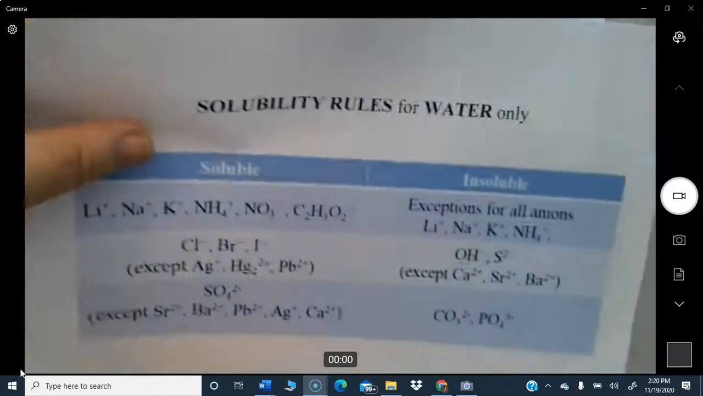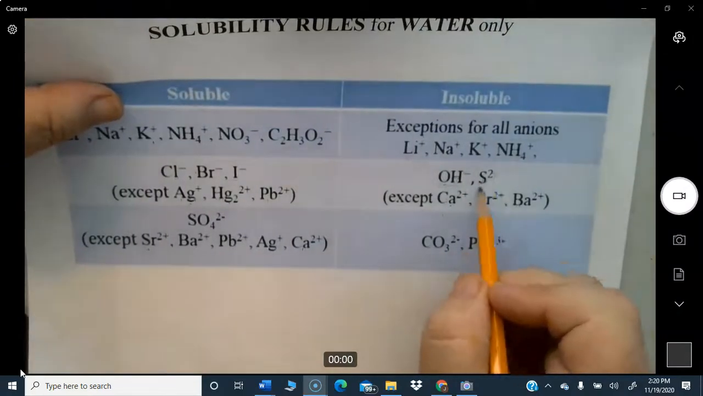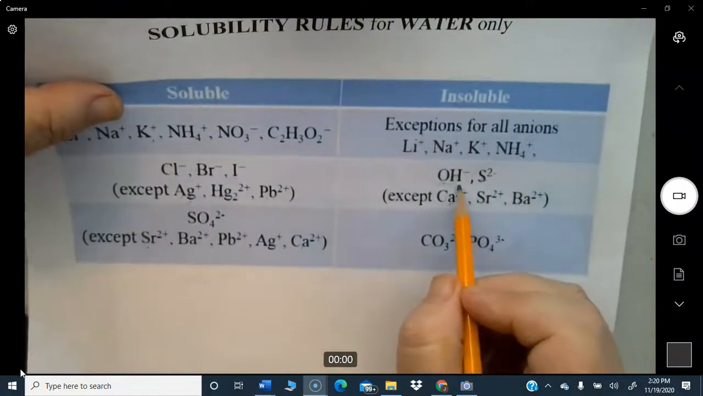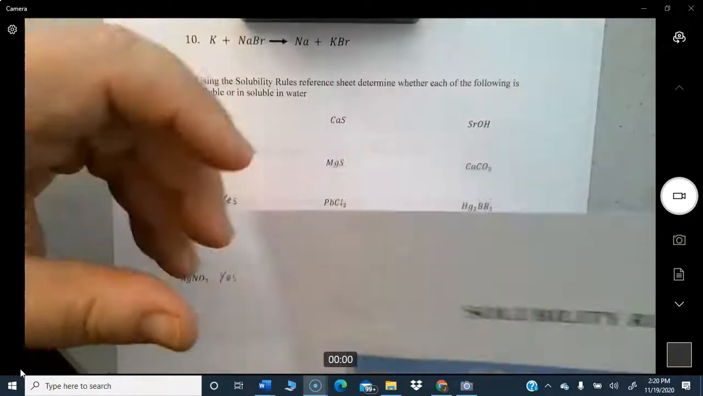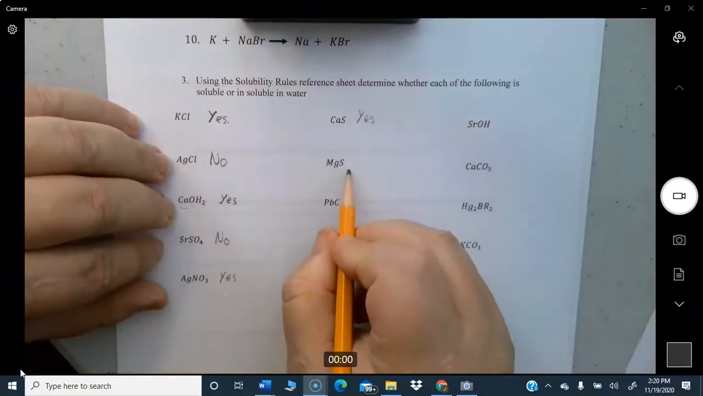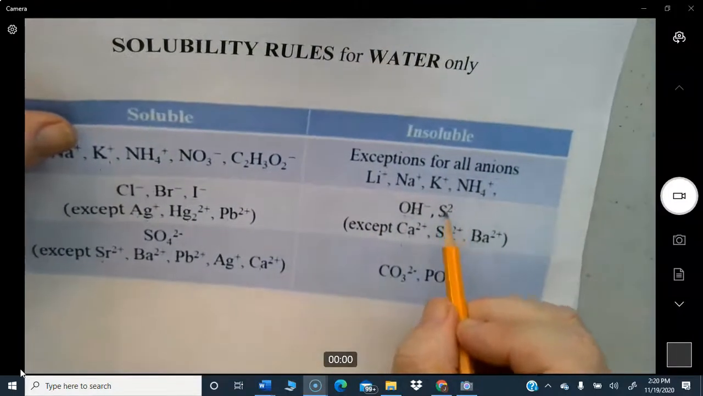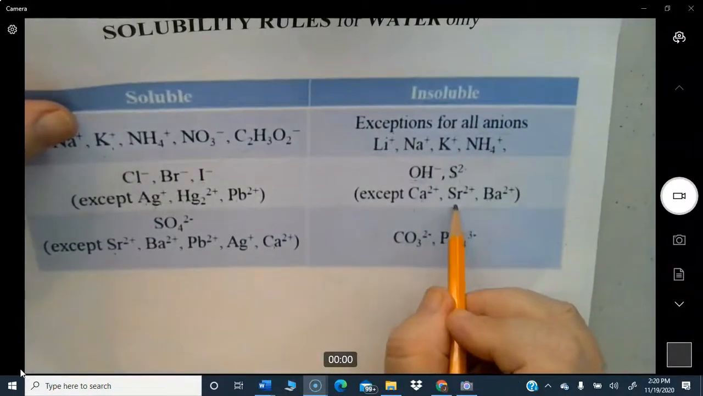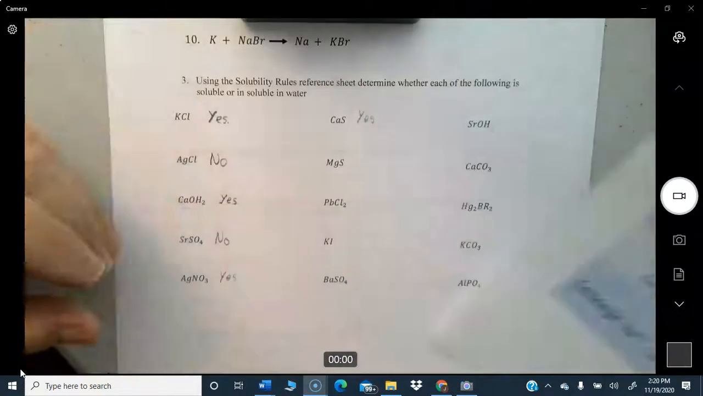Calcium sulfide. Sulfide is insoluble with everything except one of the things it is soluble with is calcium. So this is yes, this will dissolve in water. Magnesium sulfide. Okay, so there's sulfide. It's insoluble with everything except these 3, but magnesium is not one of those 3, so that will be insoluble.